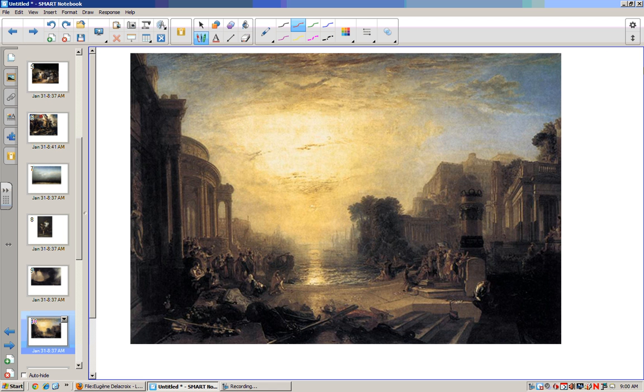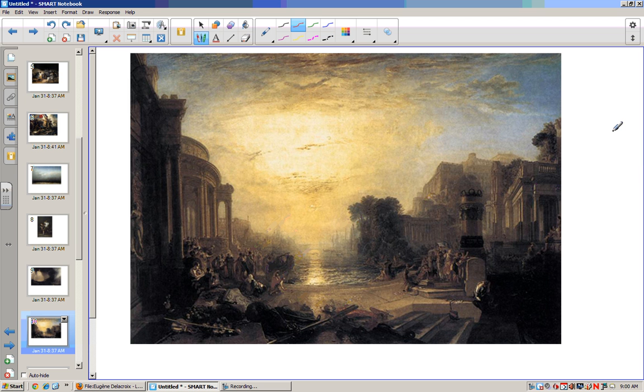This is also a Turner. This is called The Decline of the Carthaginian Empire. Now, Carthage was a great rival of Rome, and so this is a giant historical painting that we have. You begin to see the use of the light and the shadows and people looking off into the distance here. So many people looking at this.